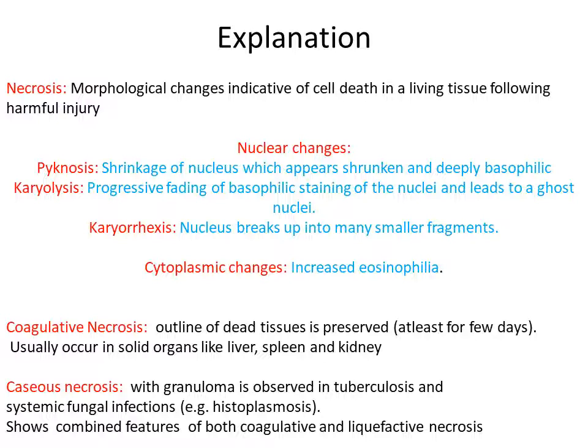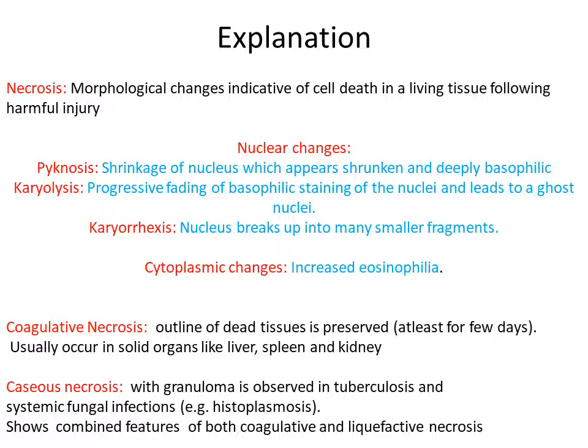What is karyolysis? Progressive fading of the basophilic stain of the nucleus, and that leads to the ghost nucleus. That is karyolysis. What is karyorrhexis? Karyorrhexis is the nuclear breakup into many smaller fragments. So these are the three important nuclear changes commonly observed in necrosis. So what are the cytoplasmic changes? Cytoplasm will become increasingly eosinophilic in nature.